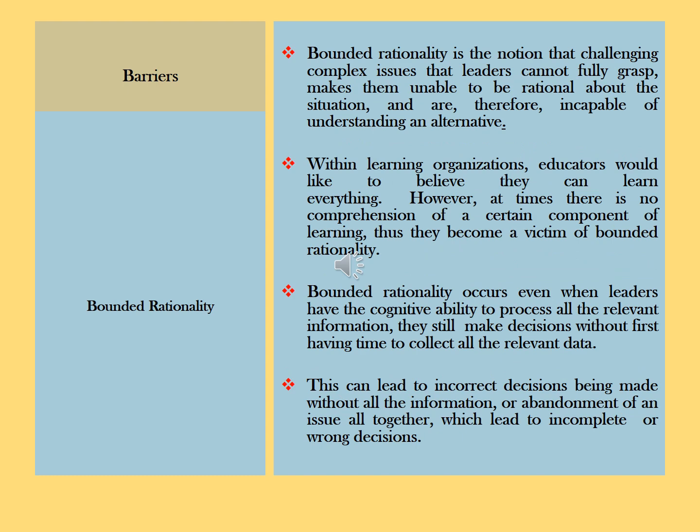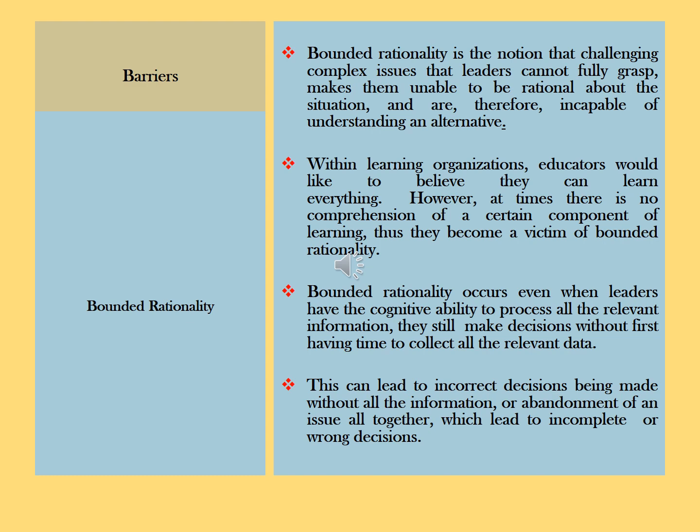The other barrier in group decision making is called bounded rationality. Bounded rationality is the notion that challenging, complex issues that leaders cannot fully grasp make them unable to be rational about the situation and therefore incapable of understanding alternative views. Within learning organizations, for example, educators would like to believe that they can learn everything. However, at times there is no comprehension of a certain component of learning, thus they become a victim of bounded rationality.